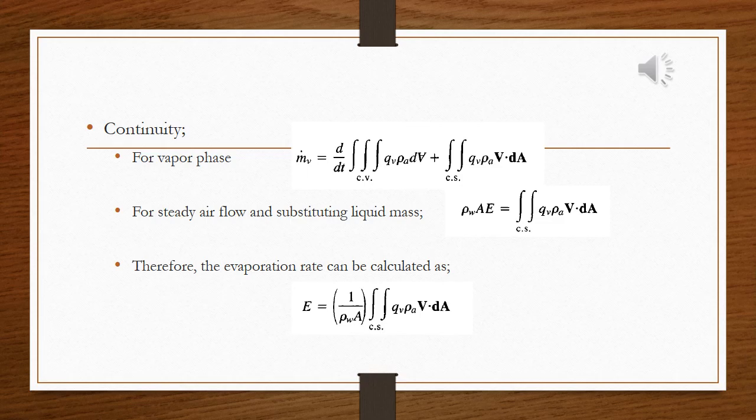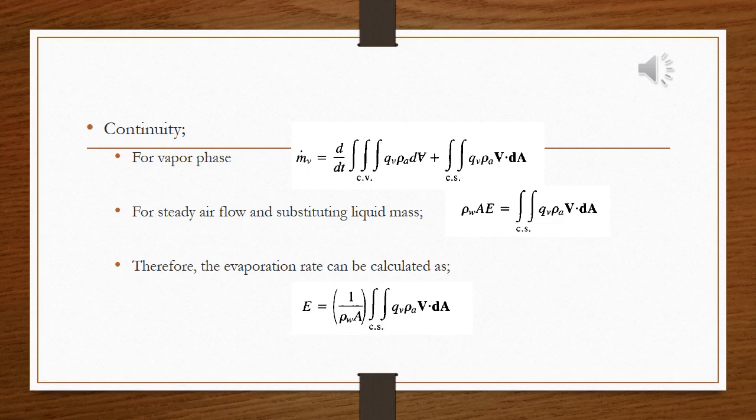For steady airflow, substituting liquid mass instead of the mass m dot v, we can say the density of water and evaporation rate is equal to the control surface integral of qv rho a v dA. The control volume term is gone because it's steady state. Let's say it's a long time period, and then we are taking just a steady state, and it's zero.